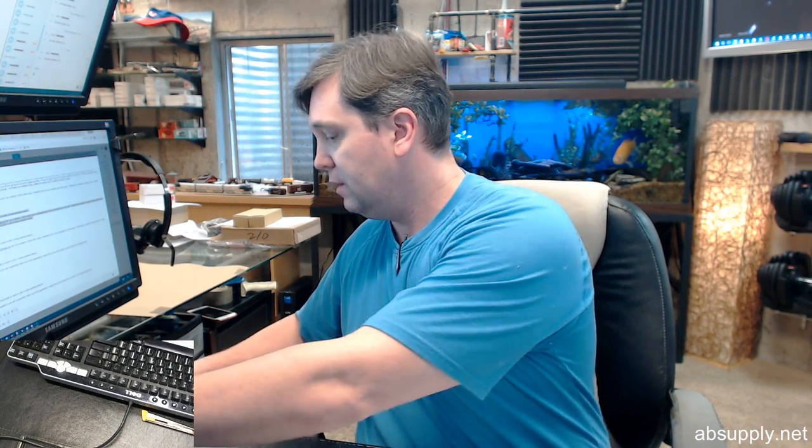The MP in the part number means when you buy one, you're buying a bag of 10. That's what a bag of 10 looks like.